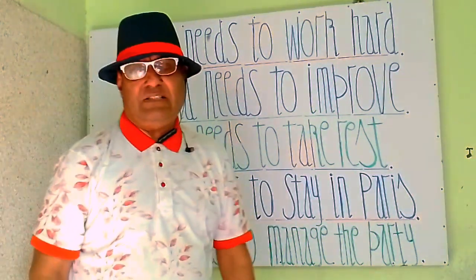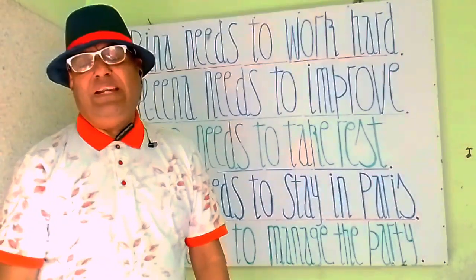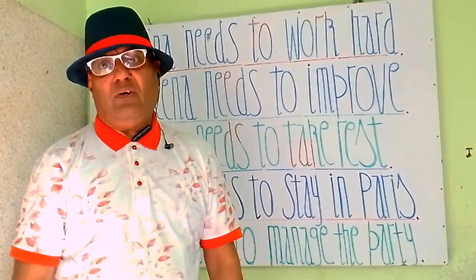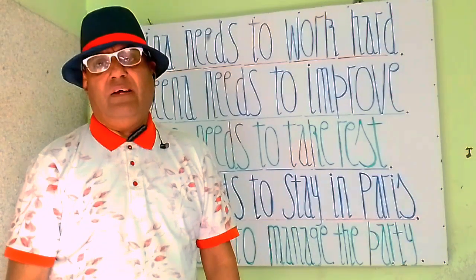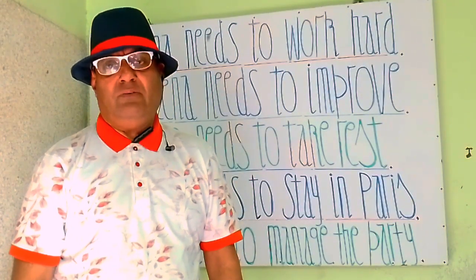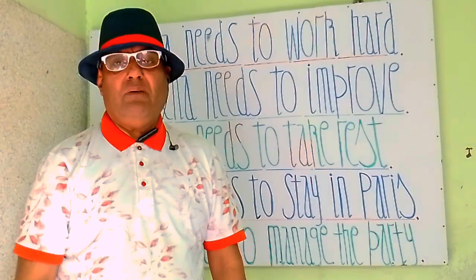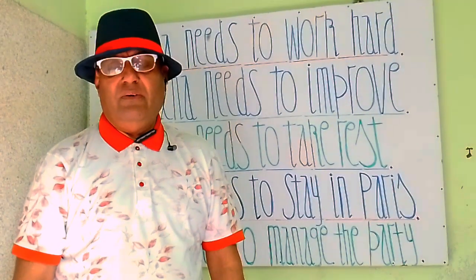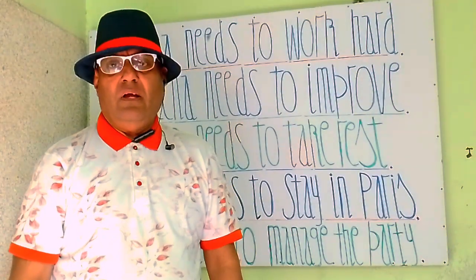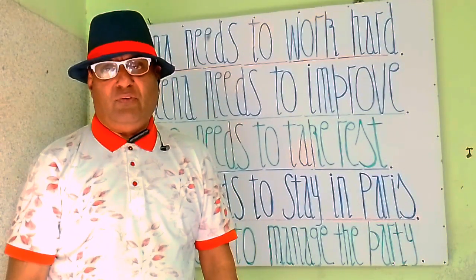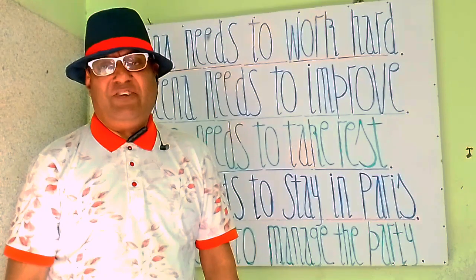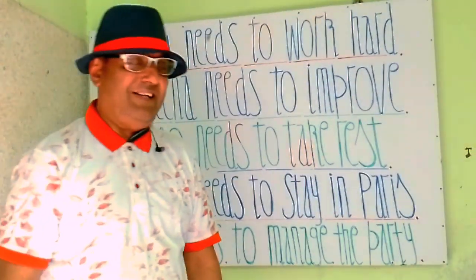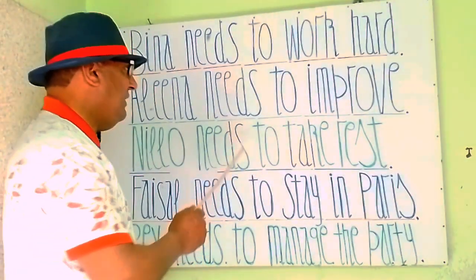You see, my students, the first sentence is Bina needs to work hard. Bina को मेहनत की ज़रूरत पड़ती है. Bina is a subject and a noun. Needs to is a modal verb and work hard is a basic verb. Bina को मेहनत की ज़रूरत पड़ती है. Let's see the next statement. आइए अगले जुमले को देखते हैं.